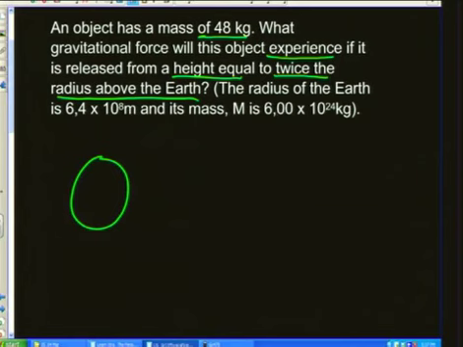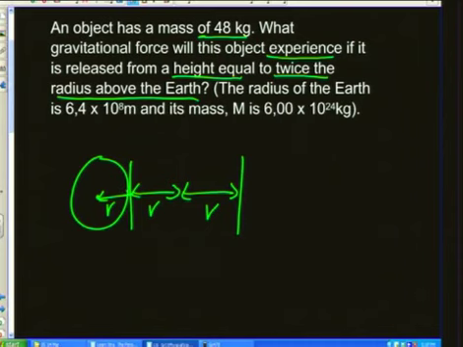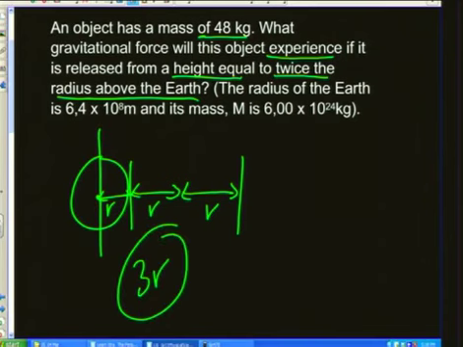We say that the object is above the Earth's surface, at a distance of twice the radius. So there's one radius, there's another radius, and there's the third radius from the center of the Earth. So the distance that the object is from the center of the Earth is 3r. That's the critical point that you've got to make. We're told that it has a mass of 48 kilograms, and we're told all the rest. What we have to do is work out what gravitational acceleration it will experience.